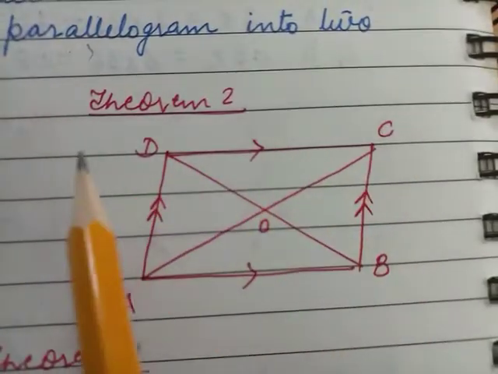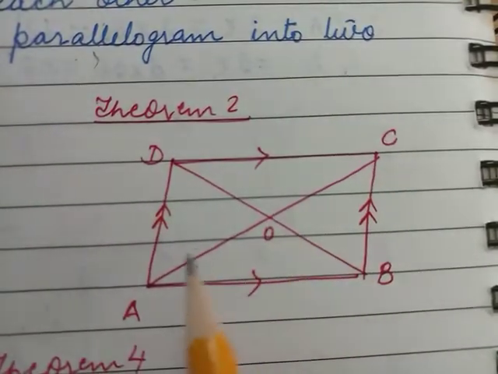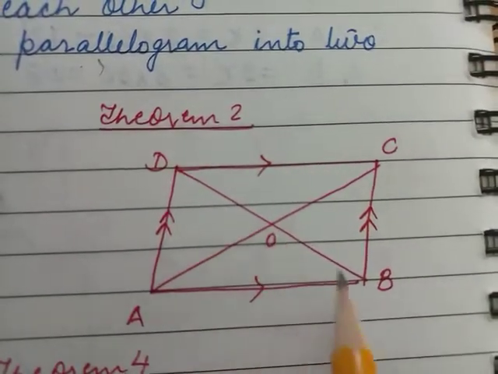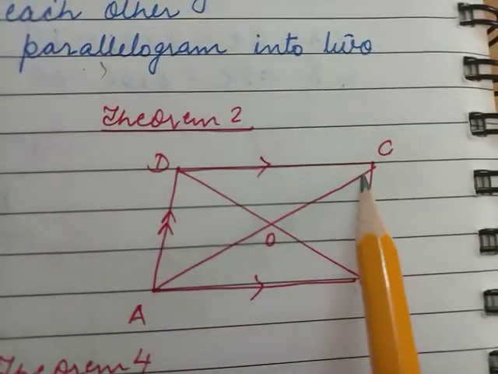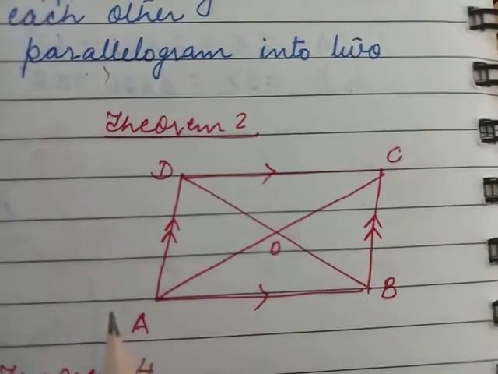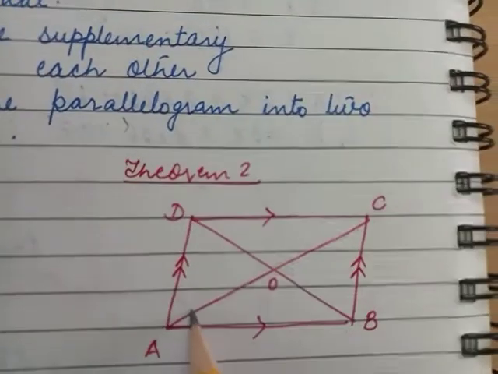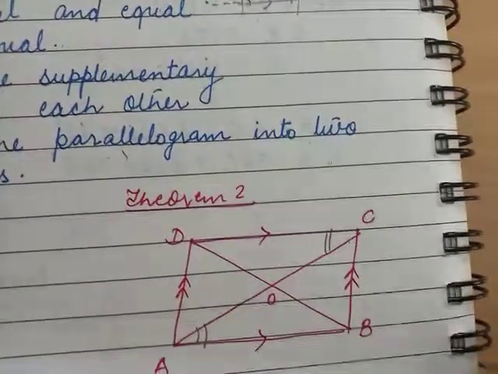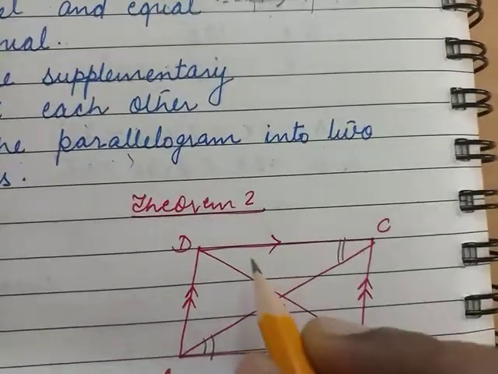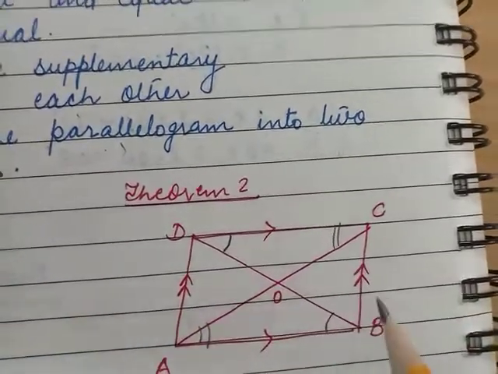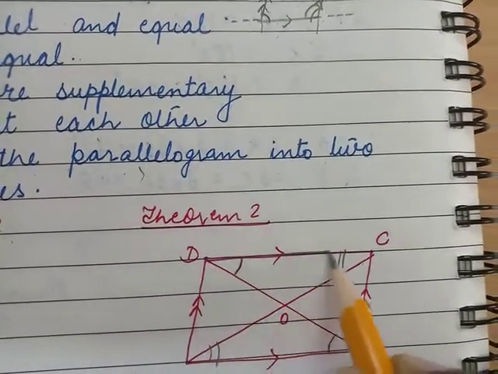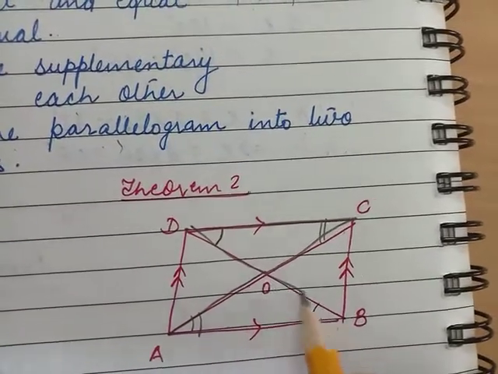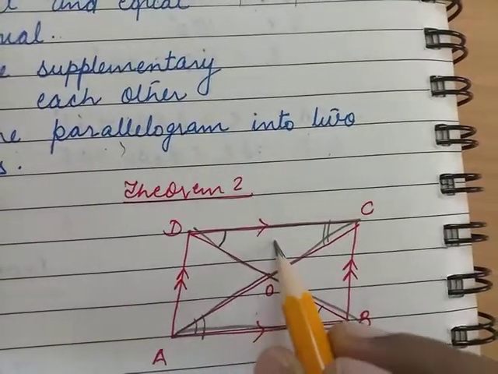So ABCD is a parallelogram. I have drawn the two diagonals, that is BD and AC. We have to prove that OD is equal to OB and OA is equal to OC. As the line DC is parallel to line AB, therefore alternate angles become equal. This angle is equal to this one. Now I consider triangle DOA and OAB. I am considering these two triangles.